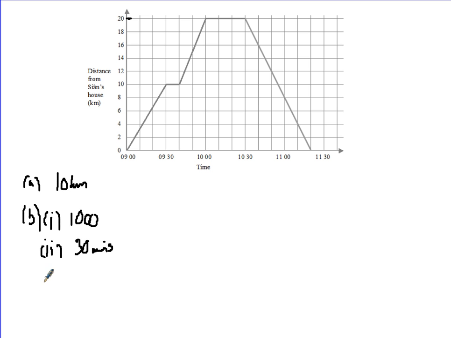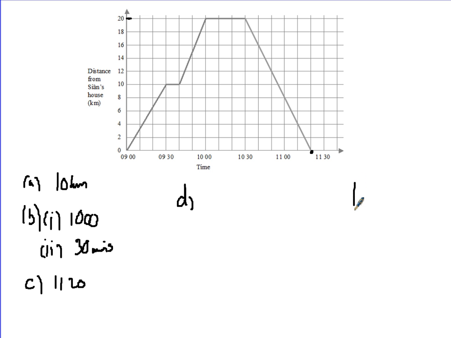And then part C, at what time did Cyan arrive back at her house? So we go down here and it's this point here, so that's 20 minutes past 11, 11:20. Part D is, I would say, the tricky bit.